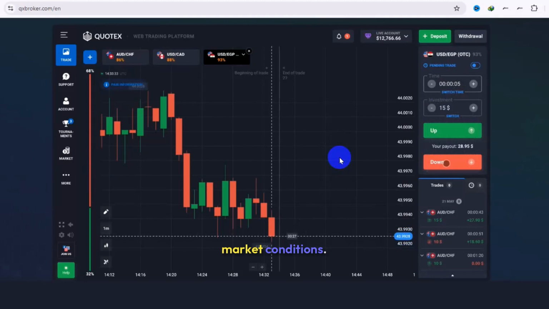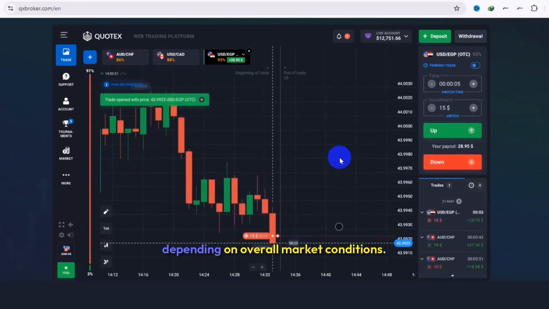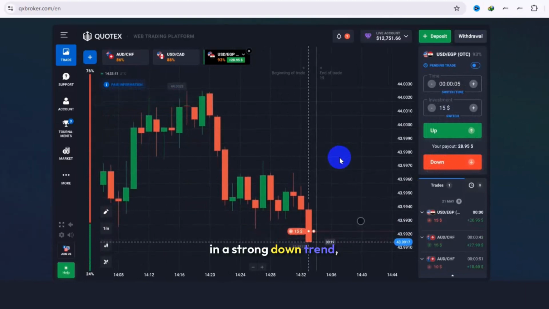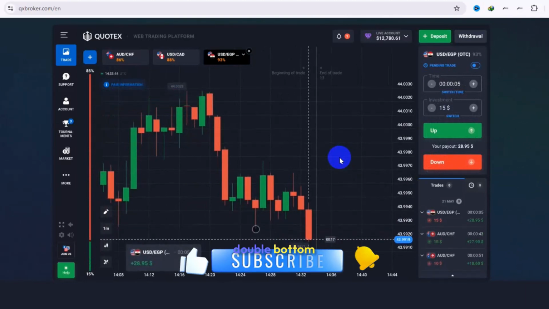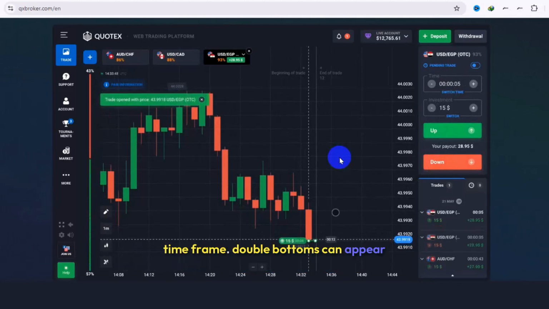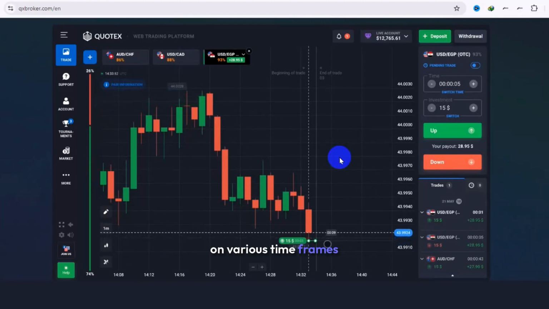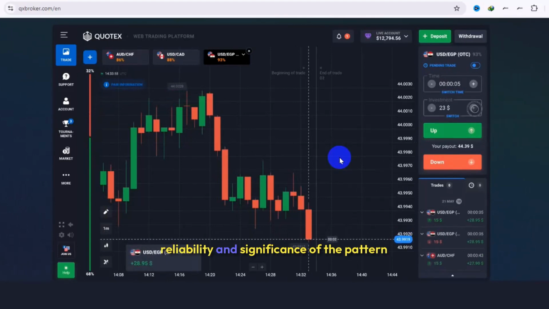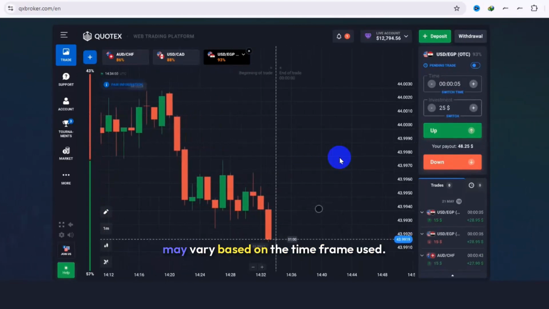Market conditions. The effectiveness of the double bottom pattern can vary depending on overall market conditions. In a strong downtrend, even a well-formed double bottom might struggle to reverse the trend. Time frame. Double bottoms can appear on various time frames, from intraday charts to long-term weekly or monthly charts. The reliability and significance of the pattern may vary based on the time frame used.